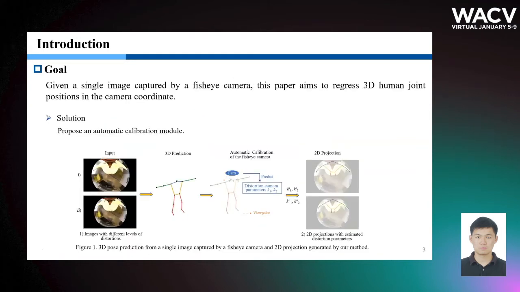The goal of the paper is to regress 3D human joint locations in the camera coordinates from a single image captured by a fisheye camera. To alleviate the negative impact of image distortions, we propose an automatic calibration module. Figure 1 shows the general procedure to achieve the task. It can be seen that our automatic calibration module estimates the camera parameters. Then they are used to enforce the 3D pose to be consistent with the 2D ground truth and image distortions. Therefore, the negative impact of image distortions is alleviated.